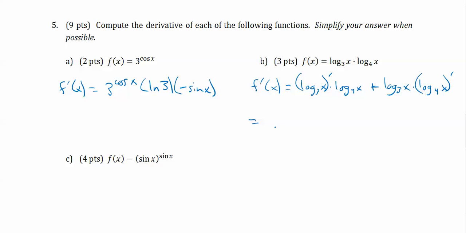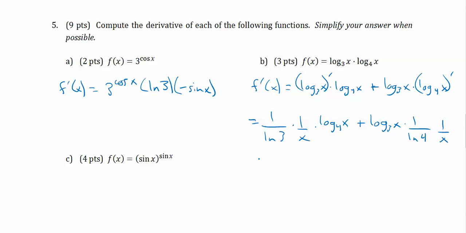So the derivative of log base 3 of x is, well, for natural log it would be just 1 over x. We need a natural log of 3 in the denominator to get the right thing. And then that's just times log base 4 of x. And we have plus log base 3 of x from up here. And the derivative of log base 4 of x is 1 over natural log 4 times 1 over x.